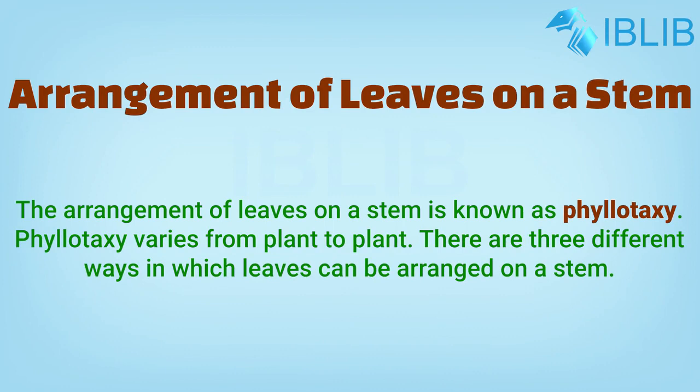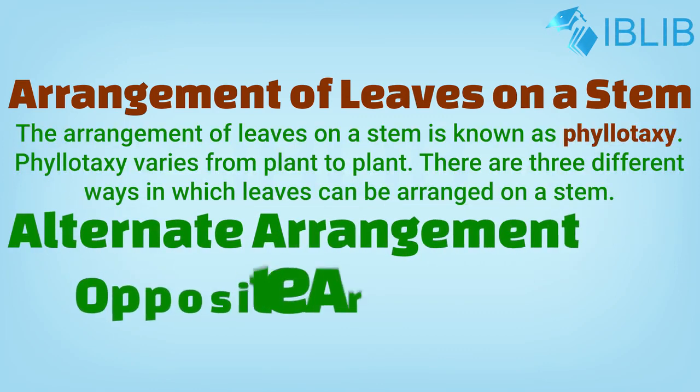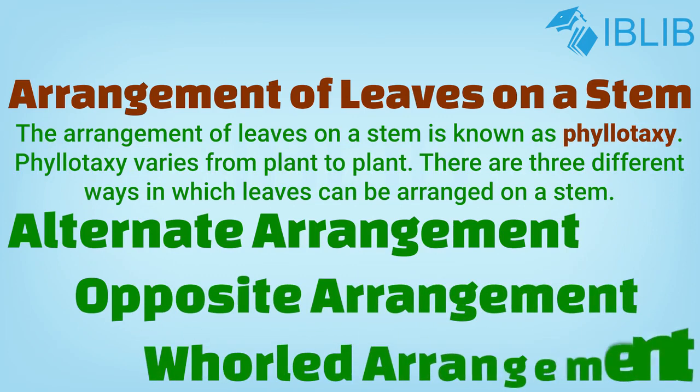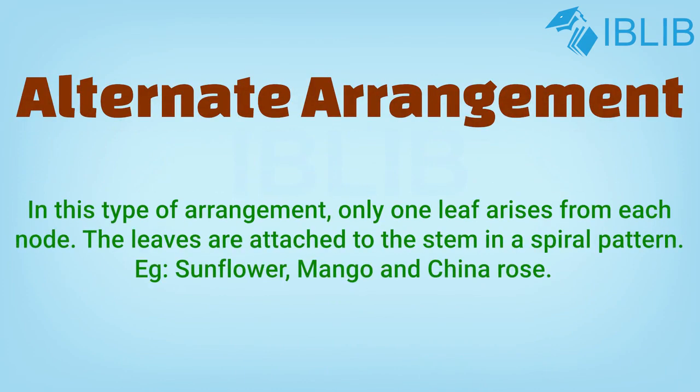On the basis of how the leaves are arranged on the stem, the leaves are divided into 3 types. Number 1, alternate arrangement. Number 2, opposite arrangement. And number 3, whorled arrangement. Alternate arrangement: when only one leaf arises from each node, then this is called alternate arrangement.